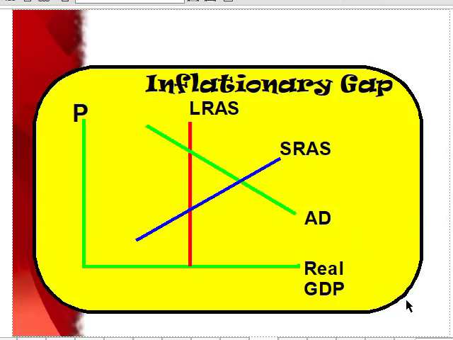An inflationary gap looks like this. Equilibrium would be over here. AD and SRAS meet over here. We're to the right of LRAS. That's an unsustainable employment position, which is going to cause inflation. So we get an inflationary gap. Okay?